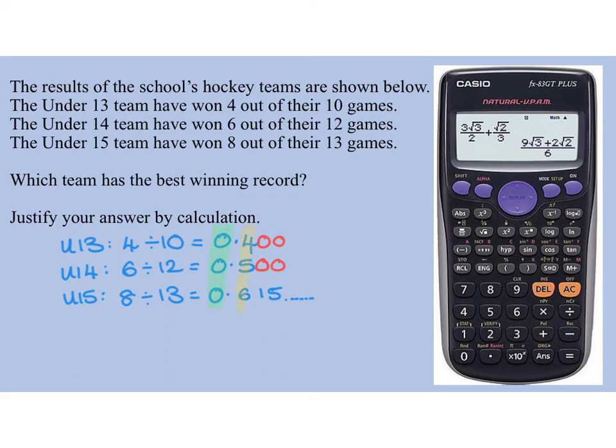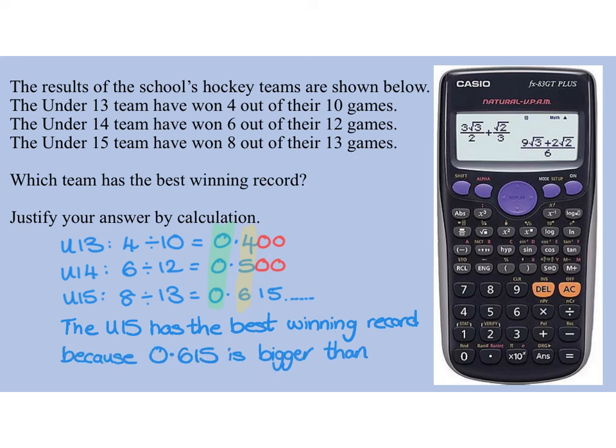And then come to the next numbers. We've got a 4, 5 and a 6. So I know which team's got the best winning record now. Okay, so I've stated that the under 15s has the best winning record. I'm not finished yet though. I've written a little bit more because 0.615 is bigger than. Got to keep going. Got to use those other 2 numbers yet. And there's the other 2 numbers coming in there.